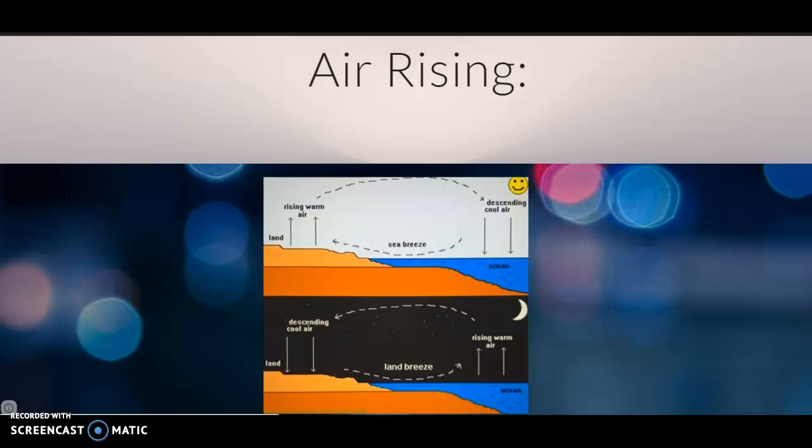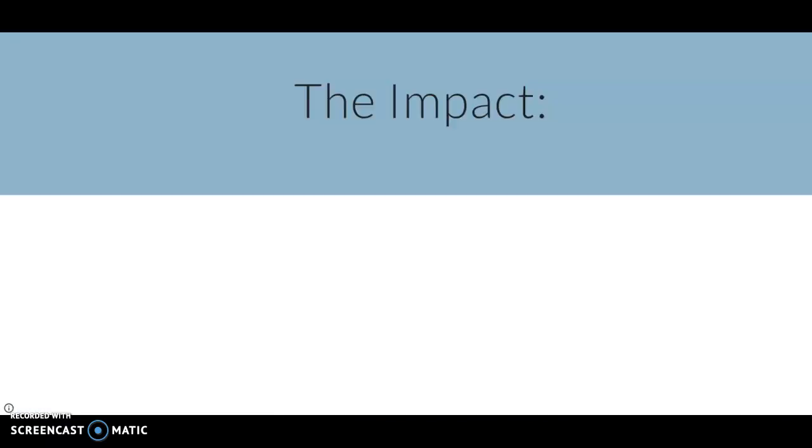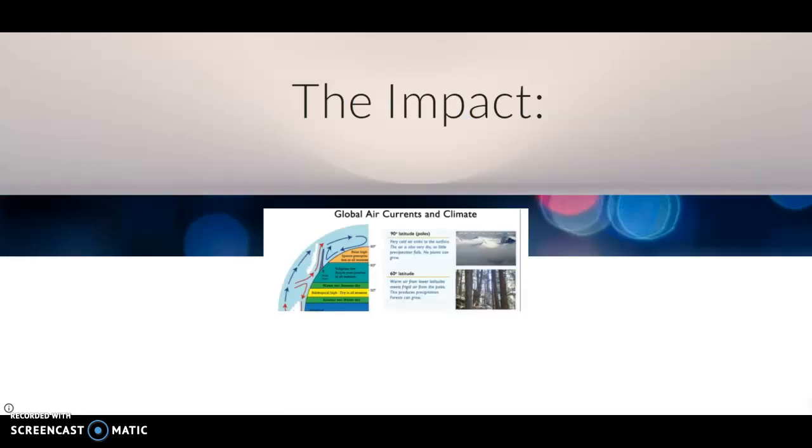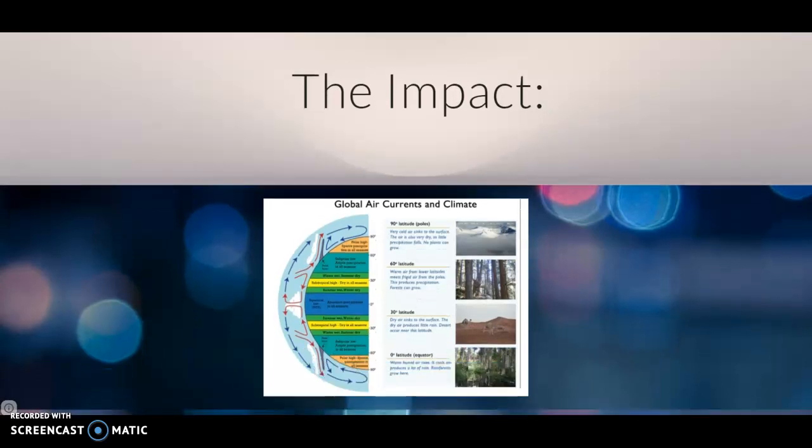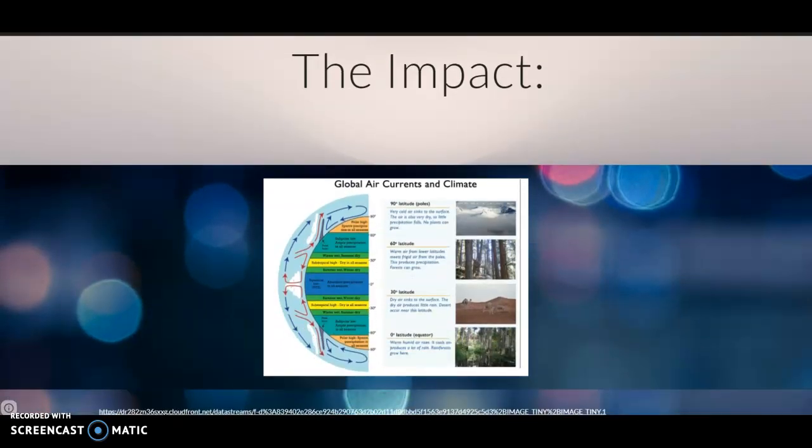And my last slide is the impact. I really liked this picture because it talks about the climate change in the different regions, and this was able to show at what latitudes what the climate would look like.